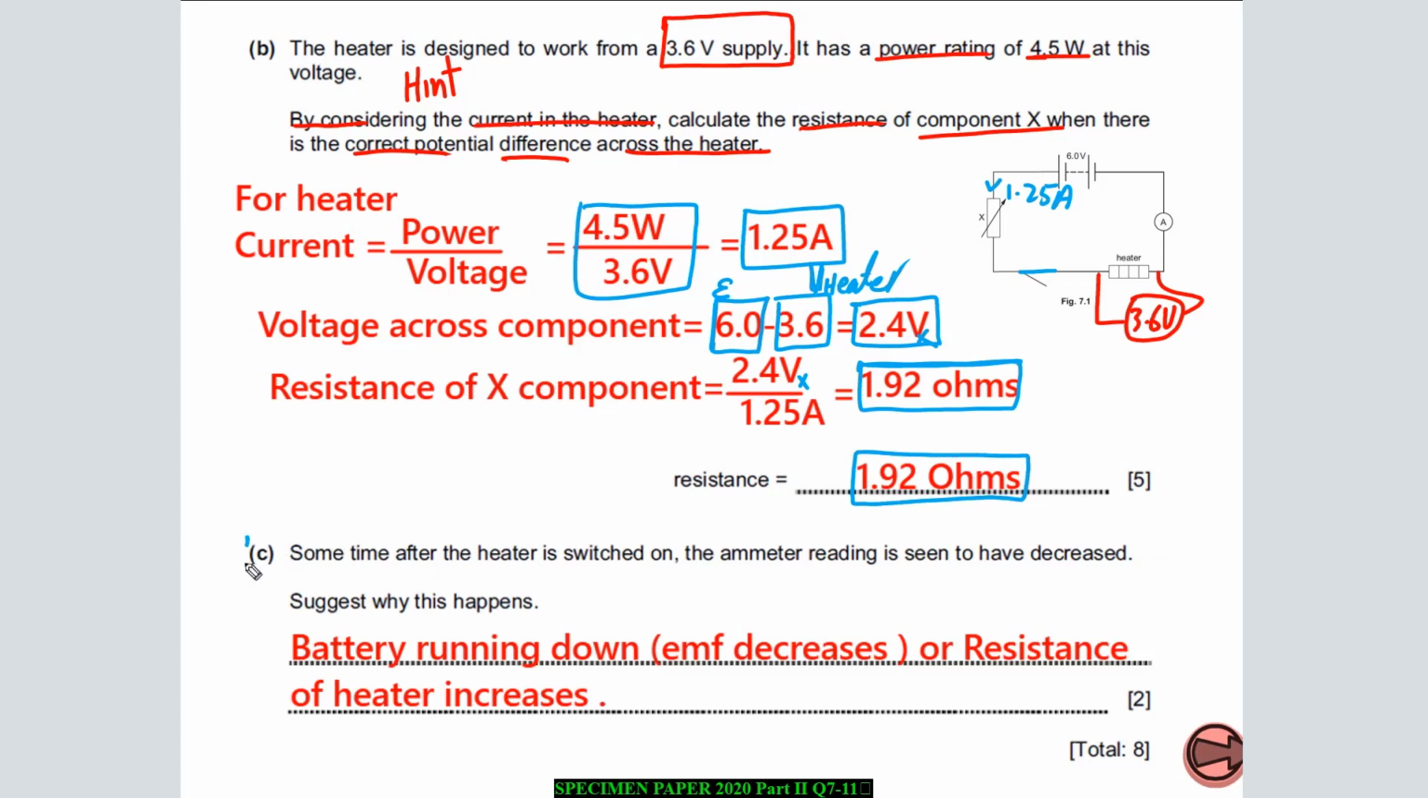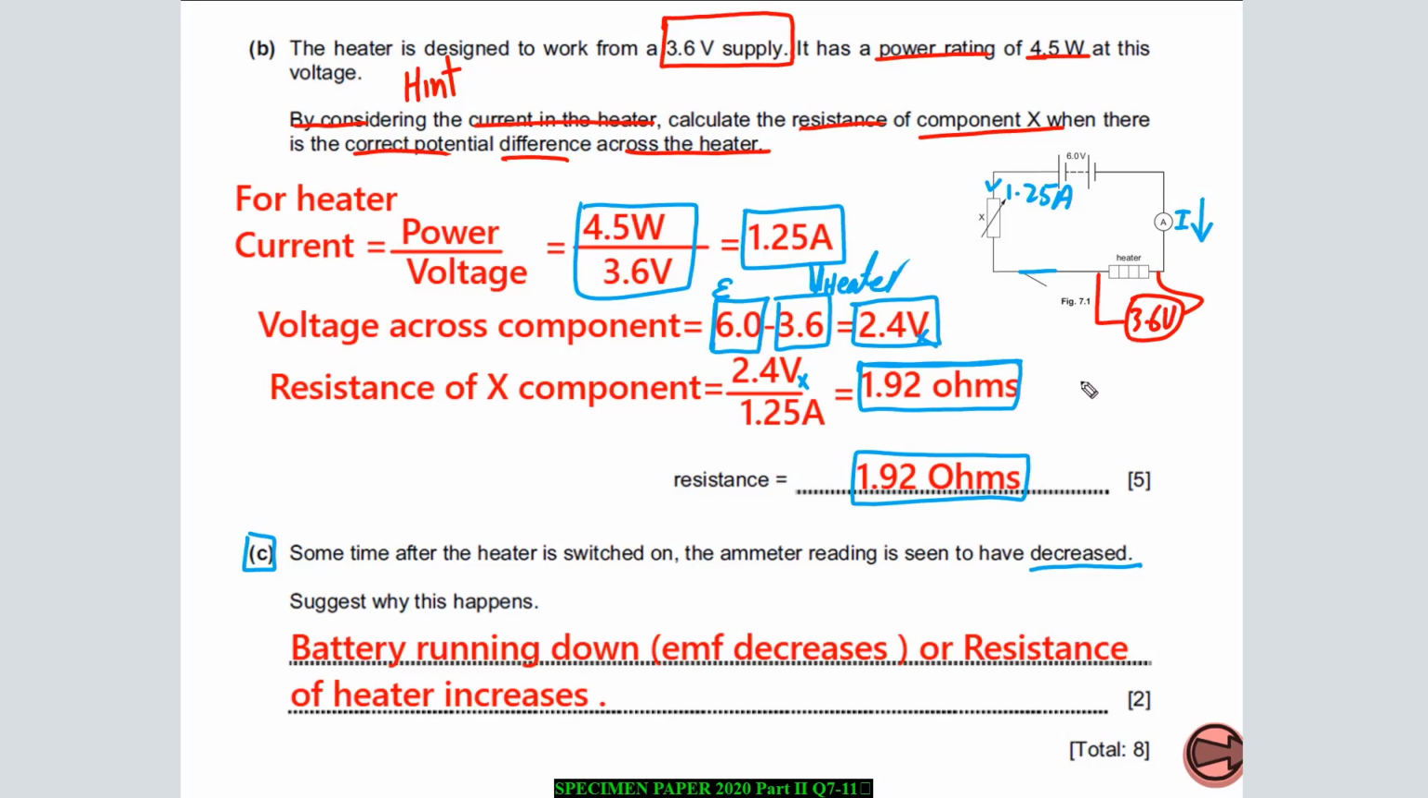Now let's move on to part C. Sometime after the heater is switched on, the ammeter reading has decreased. So if the reading of this ammeter goes down, what can be the reason?